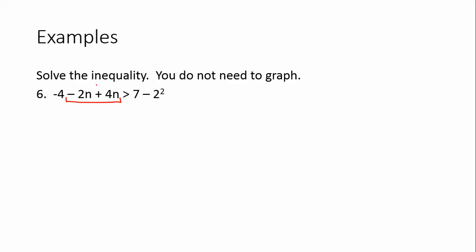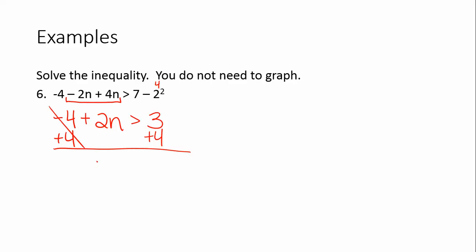Negative 2n plus 4n. So we have negative 4 from the beginning. Negative 2n plus 4n is plus 2n, and it's greater than 7 minus 4. 7 minus 4 is 3. So I did a couple of things there in that step. I combined the like terms on the left of the inequality, and I combined the like terms on the right. Now we're going to add 4 to the other side. 2n is greater than 7. Divide both sides by 2, and we get n is greater than 7 over 2. That fraction's reduced. It is improper, but we can leave it just like that.